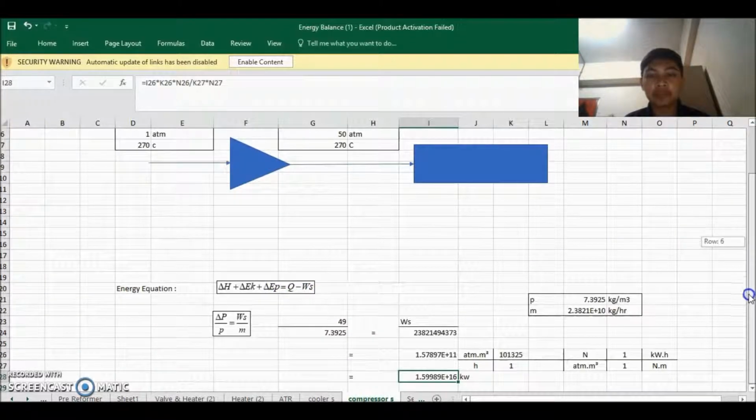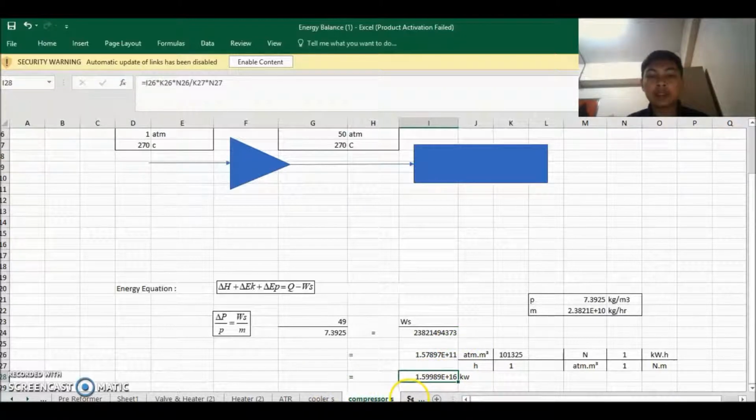So this is the total density of all the substances that I use. Then this delta P is the temperature difference between outlet and inlet. So this is the conversion of how I calculate the work shaft, then I get this.